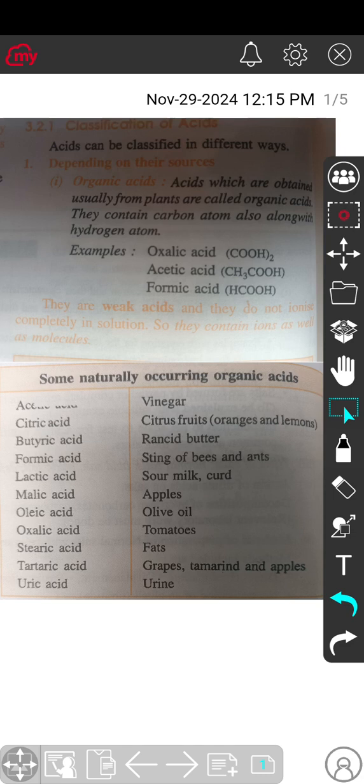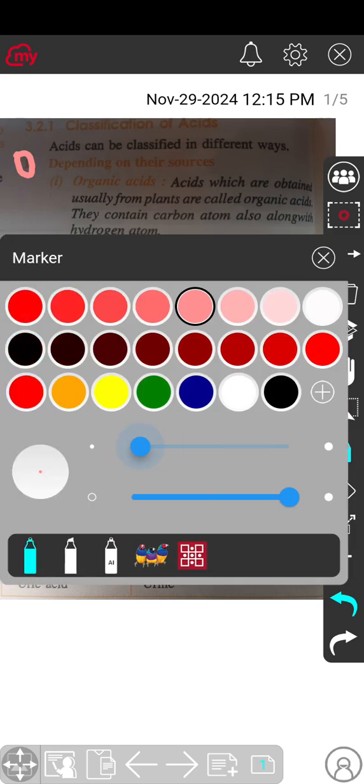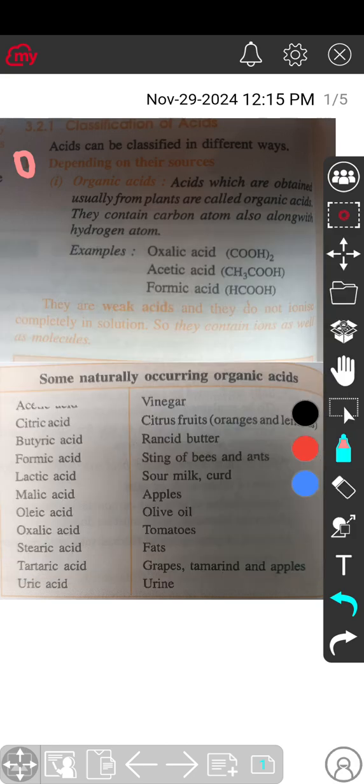So first, the classification of acids. First, depending on their sources. Depending on the sources, the first is organic acid. Organic acids are obtained from plants. Organic means something related to plants, like organic manure. That is what organic means.